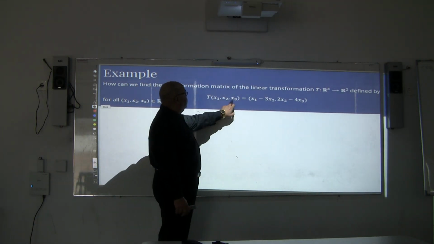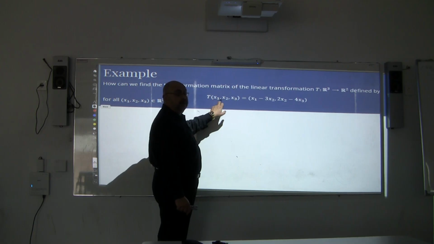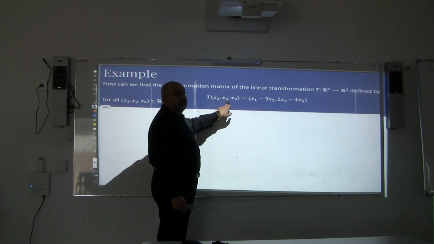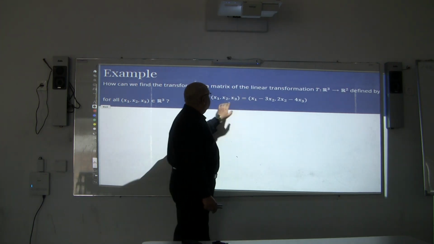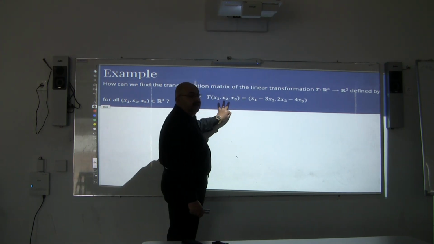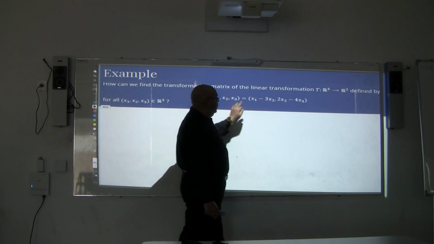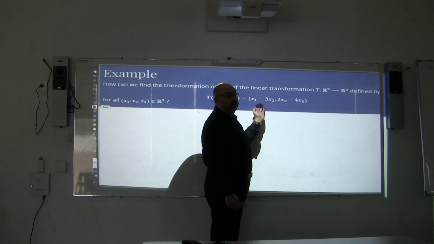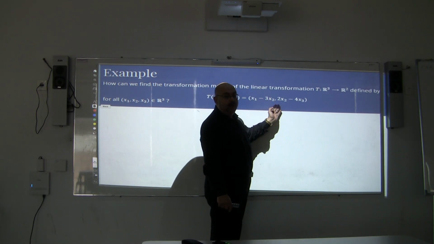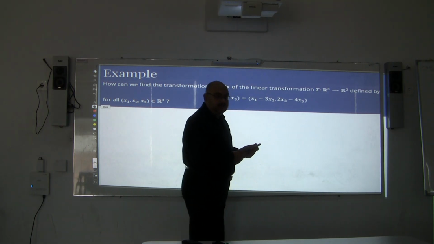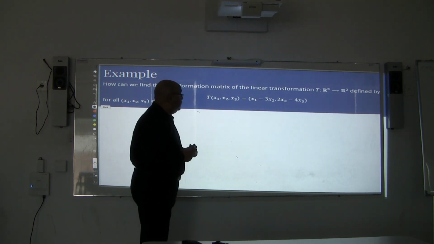How many variables here? X1, X2, X3. Please look carefully at the components. Here is R3, X1, X2, X3. And remark here, how many outputs? 2. Just 2 outputs. Let's try the outputs, but using the 3 components.